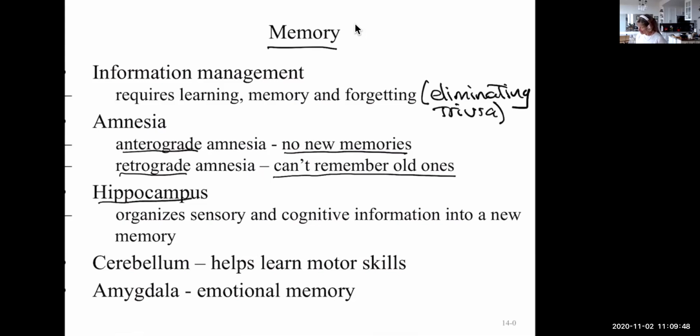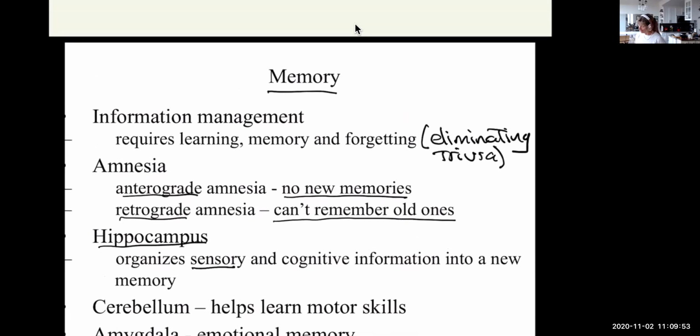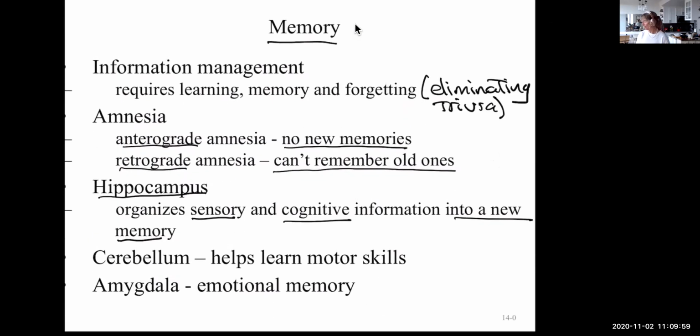The hippocampus is a structure that organizes sensory and cognitive information into a new memory. So damage to the hippocampus will result in no new memories being formed. The cerebellum helps to learn motor skills and to memorize those, and the amygdala helps in emotional memory.